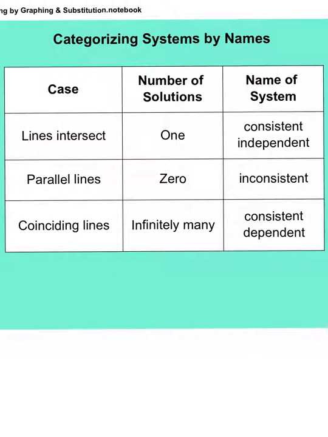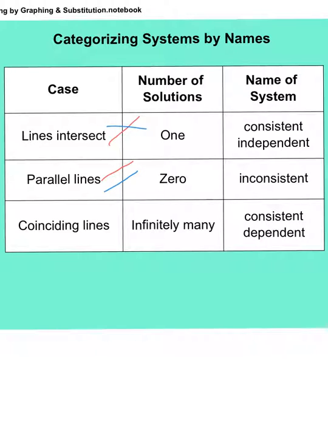Lines that intersect would look like this. They have one solution, and because they have a solution, they are consistent. Because their solution is unique and there's only one of them, they are considered independent. Parallel lines would look like this. Parallel lines, because they have no solution, are called inconsistent. And because they have no solution, they can be neither independent nor dependent.